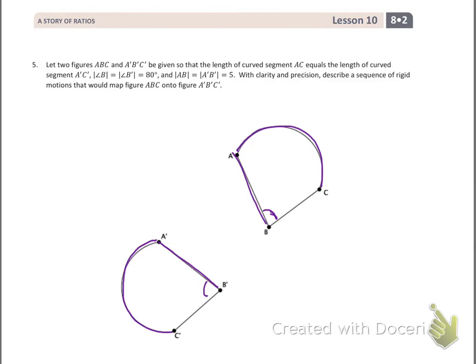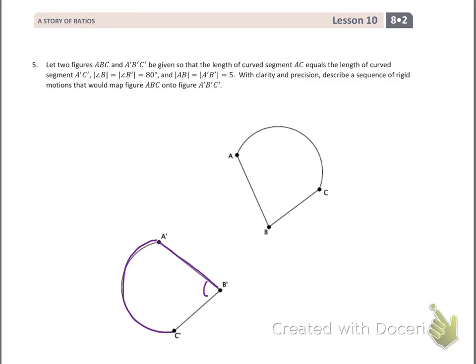So pause the video, think about what you would do, how you would do that. Use your transparency to check your work to make sure that the sequence that you describe does do that. And then we'll try to describe it as clearly as possible. Okay, there are a couple different ways you can do this, but they're fairly similar. I would think of first, let me erase what I have here.